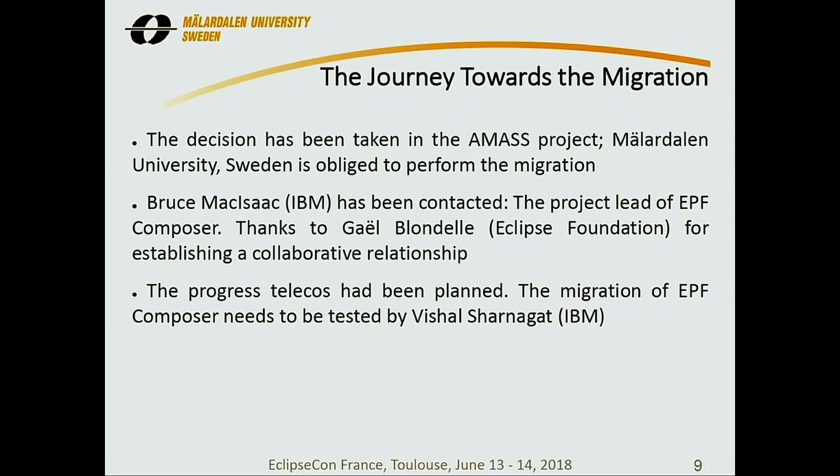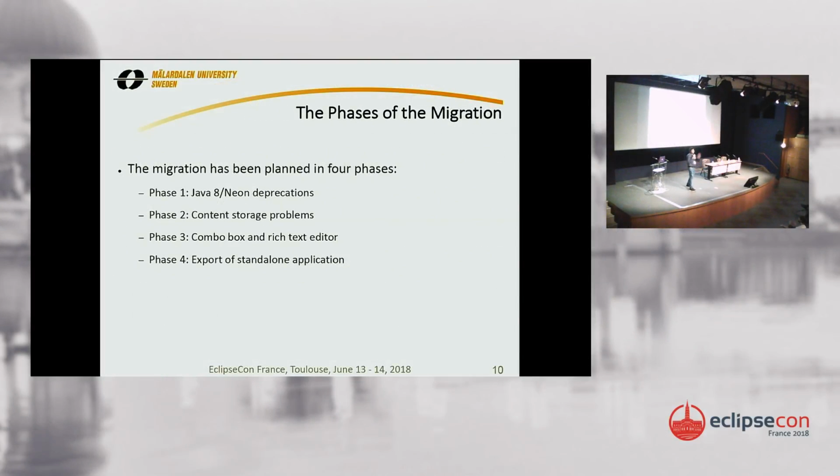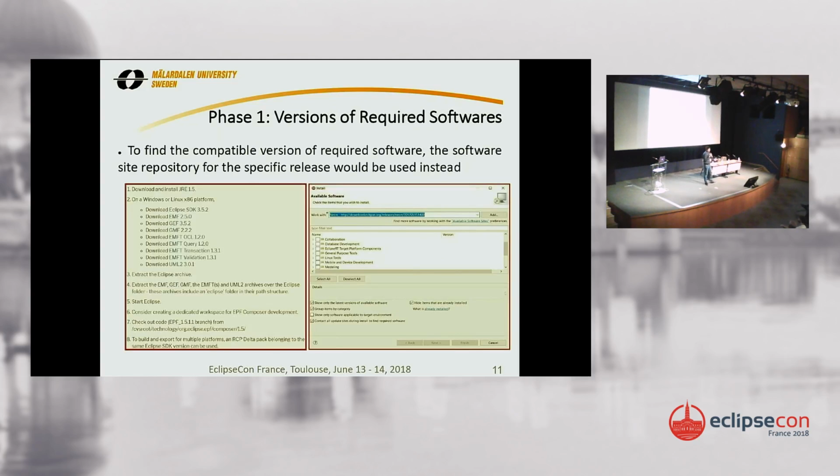In order to perform the migration, the decision was taken in the context of the MAS project, and we have established a collaborative relationship with the IBM team. The migration is planned in 4 phases. In the first phase, we decided to resolve the source code problems. Then in the next phase, we decided to resolve the problems with the content storage, then the configuration, combo box problems, rich text editor problems, and finally to export the standalone application.